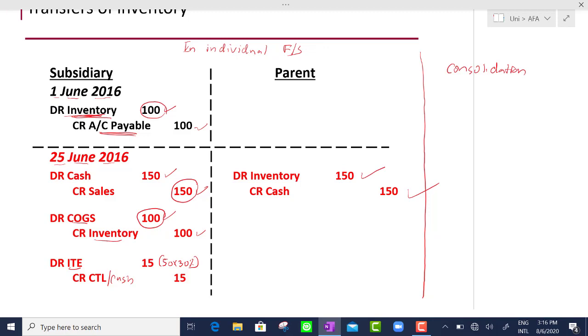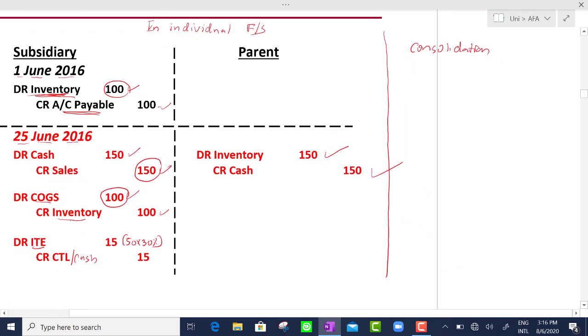Therefore, when it comes to the consolidation, now this sales entry is incorrect. What I have circled is incorrect because this is not a sale which has happened between one entity in the group and an outside party. So what we can do is sales debit. Let me write like this, 150. Sales account debit 150.